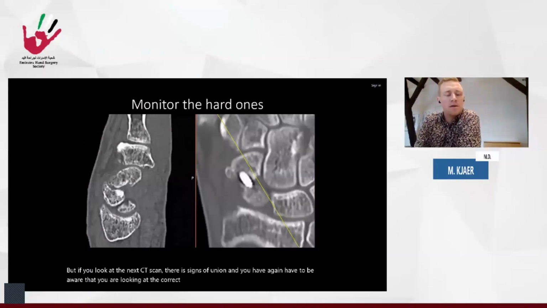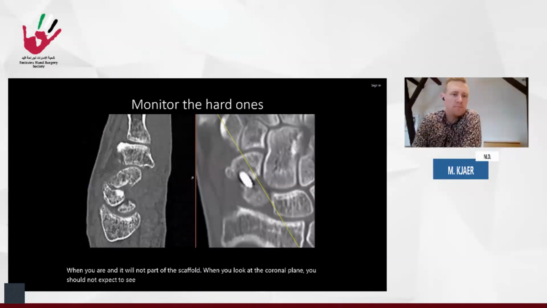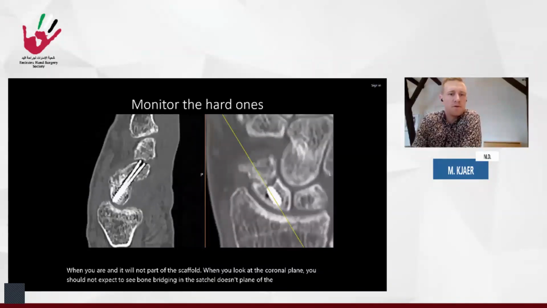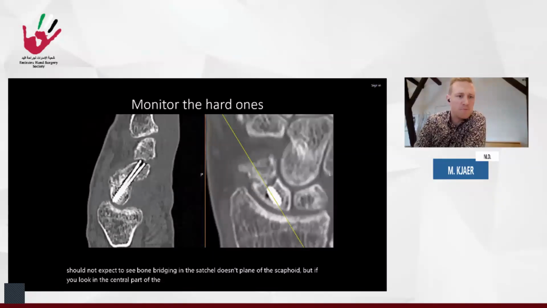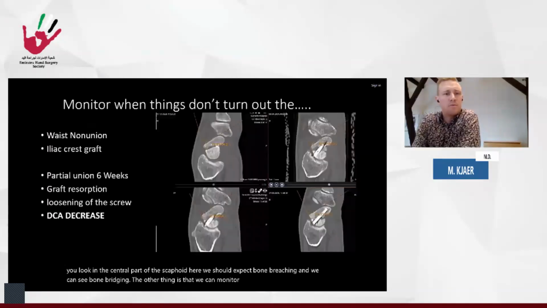And as you see here, when you are in the ulnar part of the scaphoid, when you look at the coronal plane, you should not expect to see bone bridging in the sagittal plane of the scaphoid. But if you look in the central part of the scaphoid, here we should expect bone bridging, and we can see bone bridging. The other thing is that we can monitor if things don't turn out the way we want.